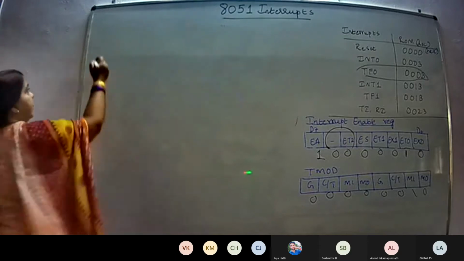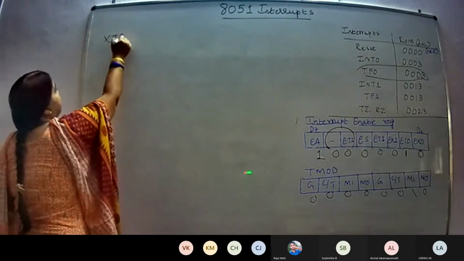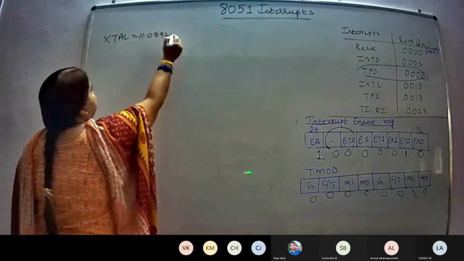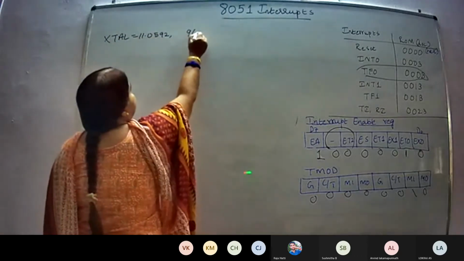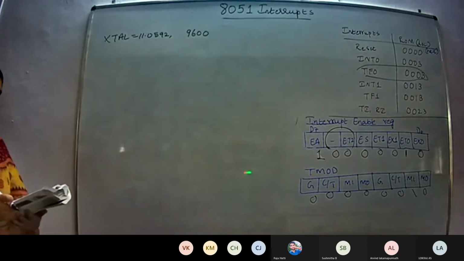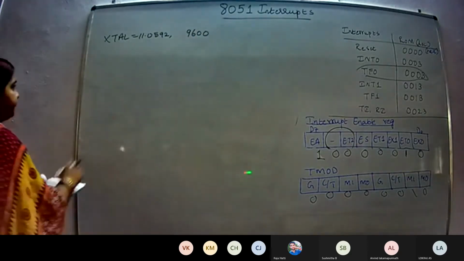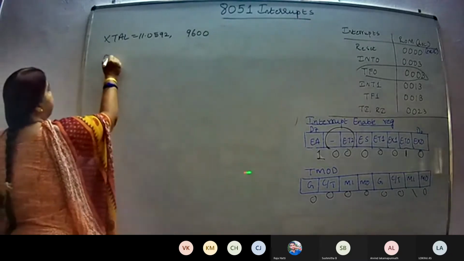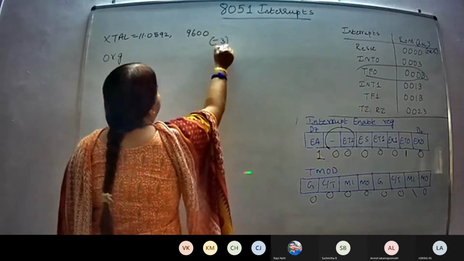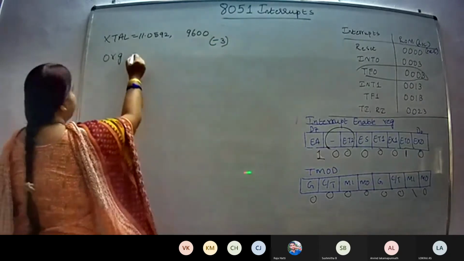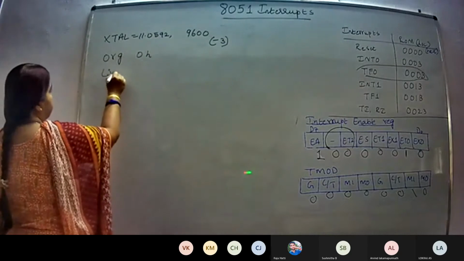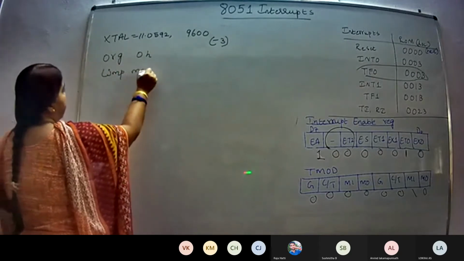The crystal frequency is 11.0592 MHz for serial communication, and the baud rate, that is the speed, is 9600. Can you tell the decimal value for 9600? -3, ma'am. It is -3. So we have to go with -3. So hope you can tell the values also now. We'll jump to the main program.